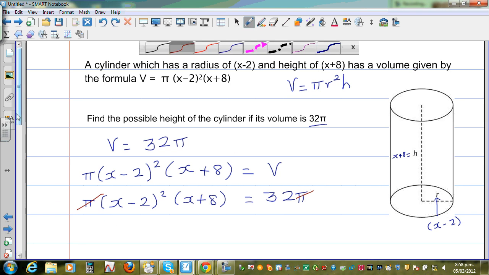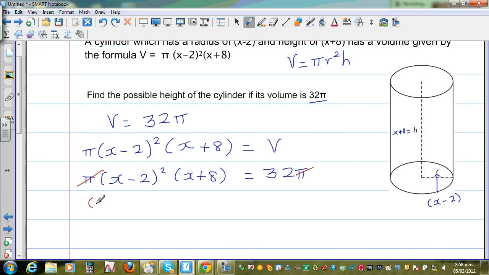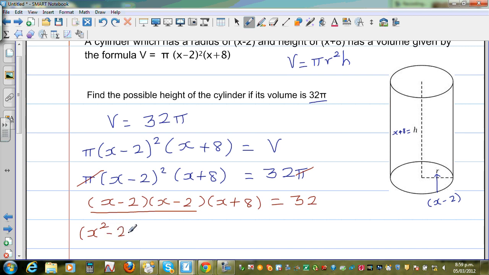So let us expand this. x minus 2 times x minus 2 times x plus 8 is equal to 32. This is simple expansion. I'll expand these two brackets first. x times x is x squared, then x times negative 2 is minus 2x, then minus 2 times x is minus 2x, and minus 2 times minus 2 is plus 4. This is where you have to be careful, and if you don't have enough practice, this is where you will go wrong.